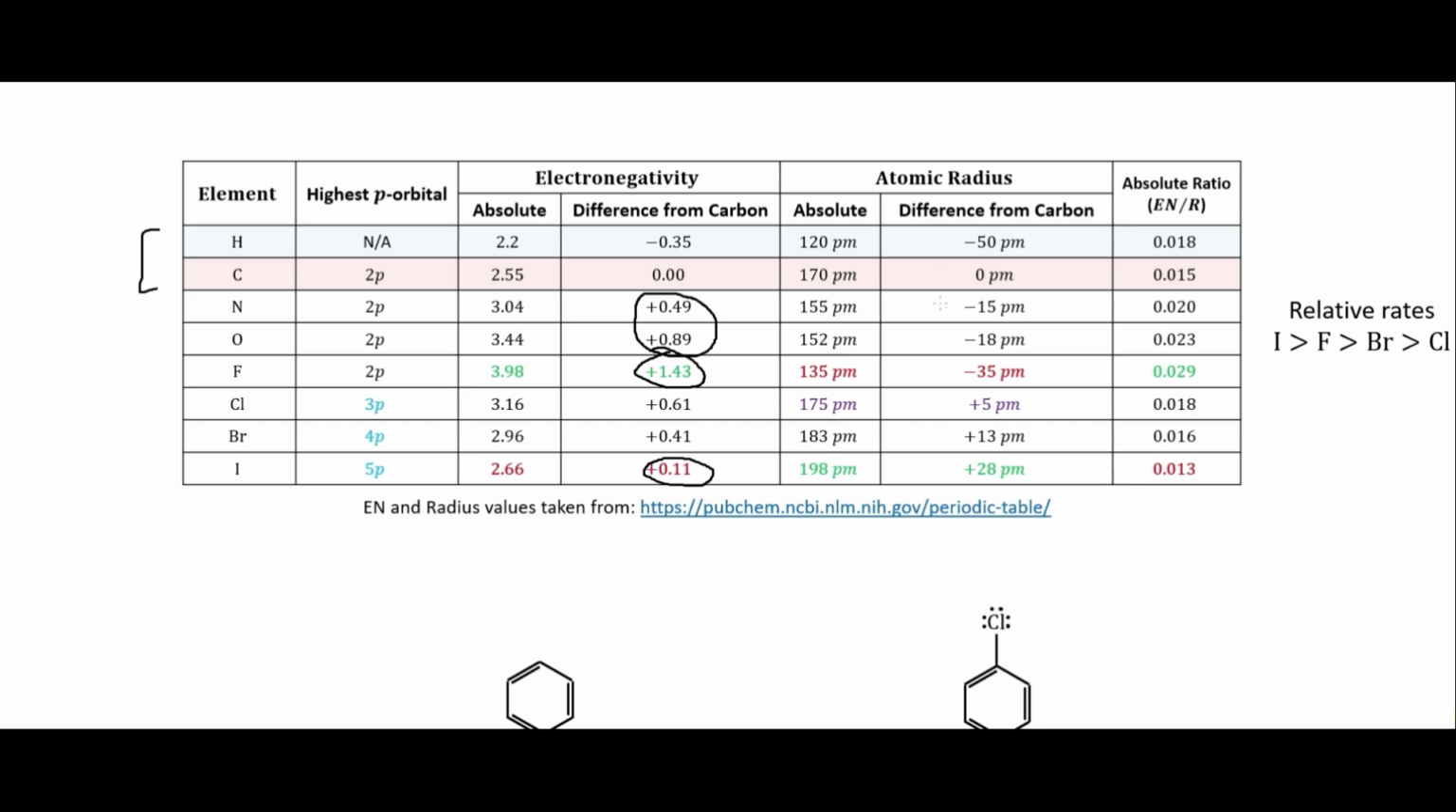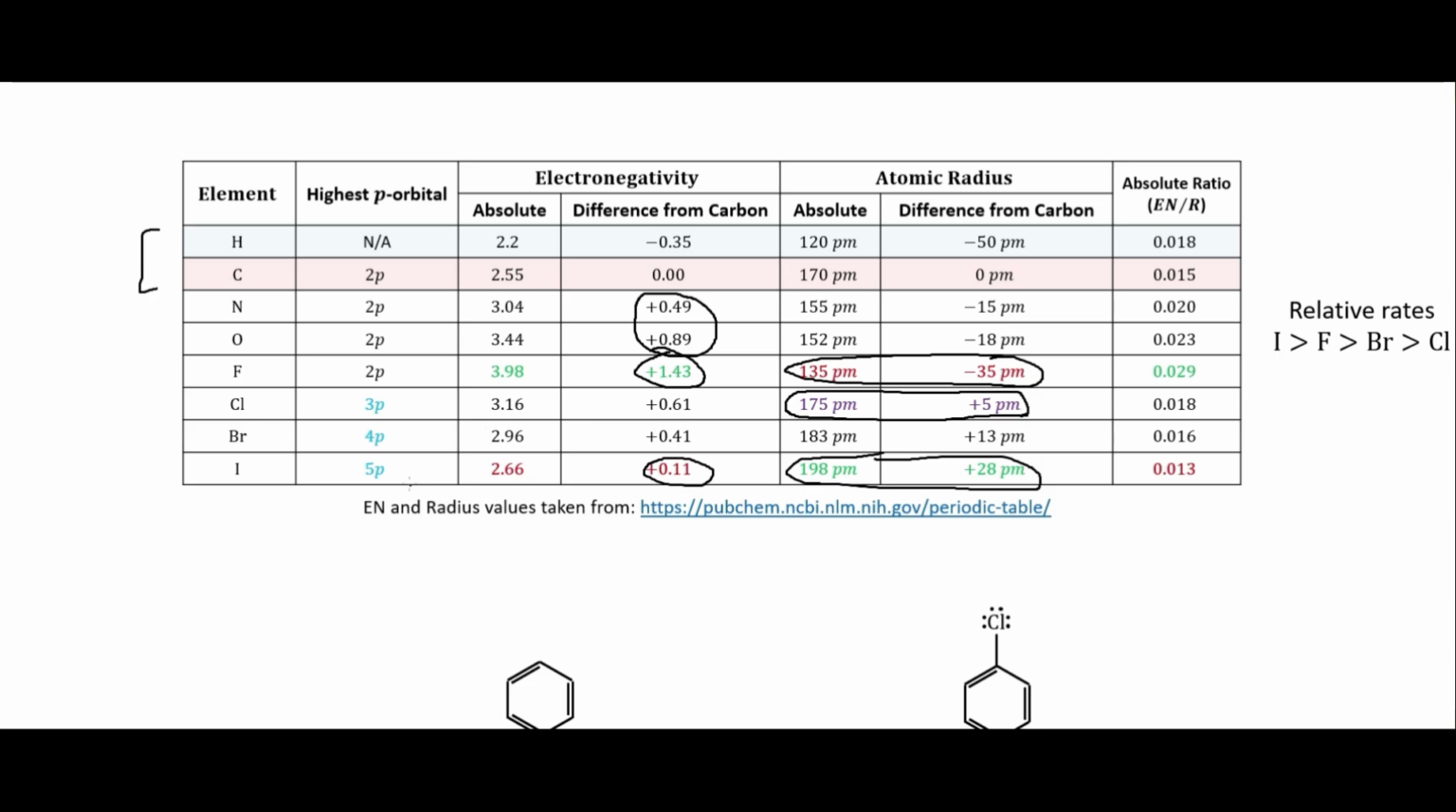Then if we look at the atomic radius, what we see again with fluorine, now it's the highest difference in the negative direction. So fluorine being smaller than carbon, then iodine is the biggest difference in the positive direction. And so that's going to be bigger than the carbon. Then I have here in purple, this is the chlorine. This one is the closest in size to the carbon.